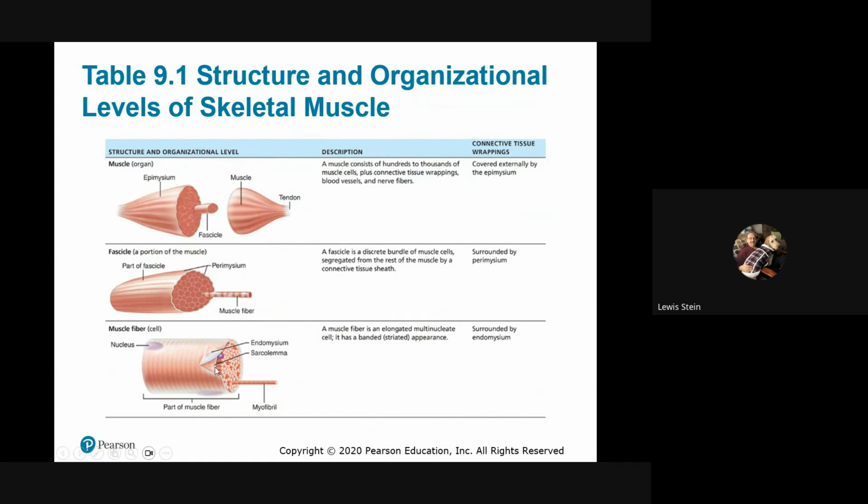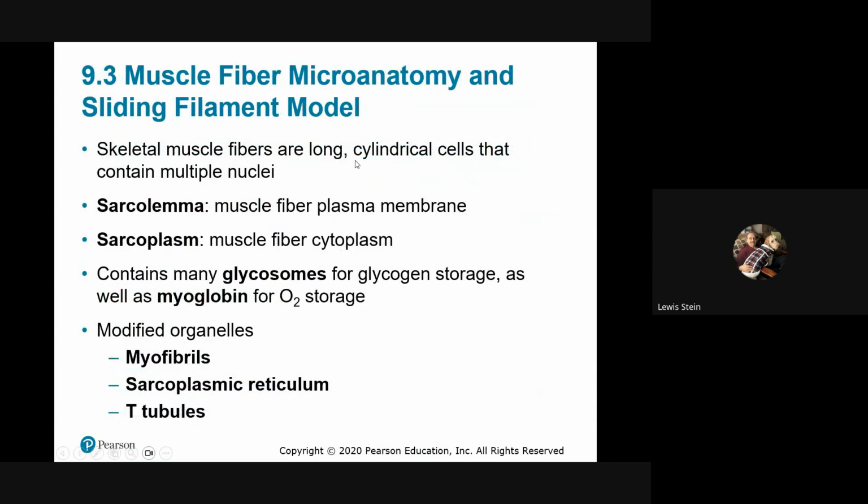And then what we're going to do is pull out these individual fibrils and actually look at them. So the muscle fiber is an elongated, multinucleated cell. It has a banded, striated appearance, which you will see, and is surrounded by epimysium. So the skeletal muscle fibers are long and cylindrical, multinucleated. The sarcolemma is its plasma membrane. They're changeable. We no longer have cytoplasm. We have sarcoplasm. Certainly it's similar, but understand this is just filled with protein.